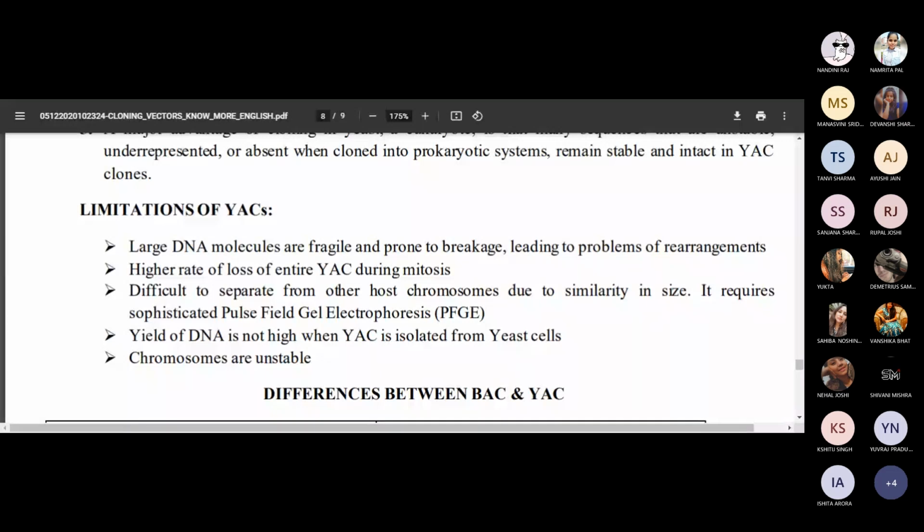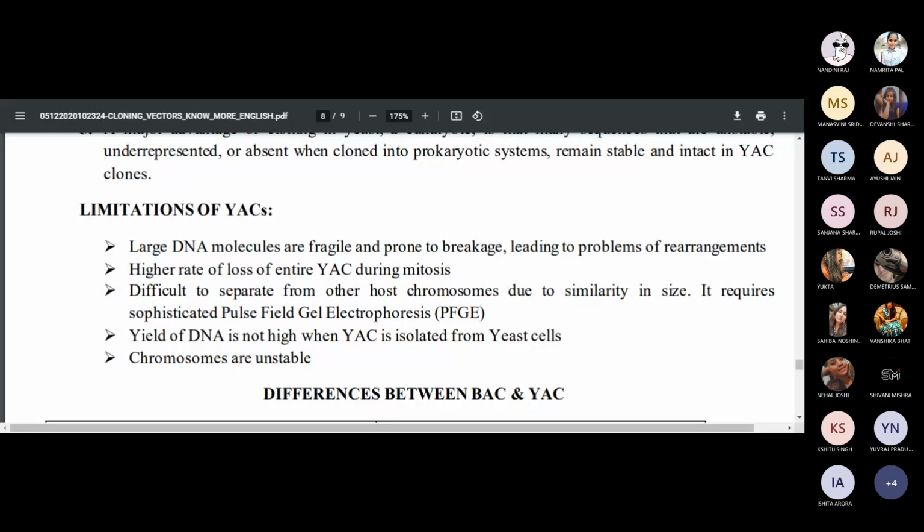Because on normal electrophoresis, 2000 base pairs you can't separate them. So the electrophoresis also has to be special for it. You need pulse field gel electrophoresis, so that you can change the direction of your electric field alternately so that you can separate these fragments.